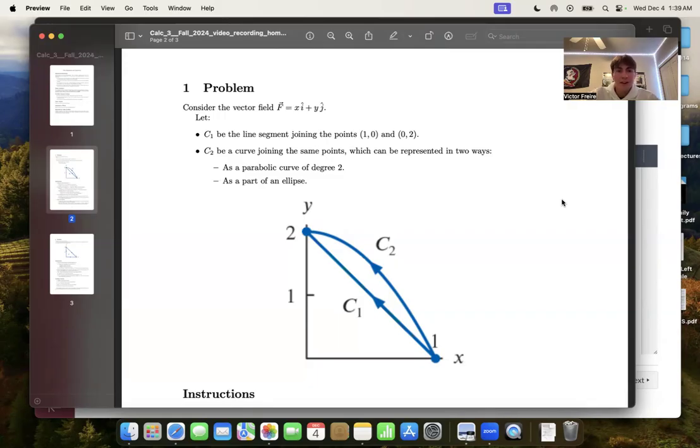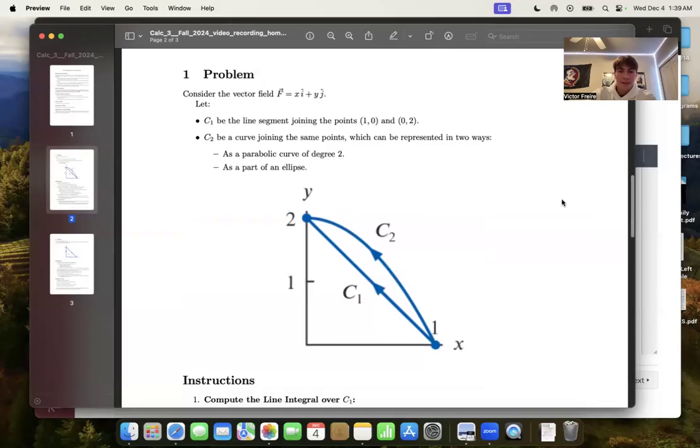So it says, consider the vector field F equals xi plus yj, and let C1 be the line segment joining the points (1, 0) and (0, 2). And let C2 be a curve joining the same points, which can be represented in two ways, as a parabolic curve of degree 2 and as a part of an ellipse. And this graph shows the situation right here.